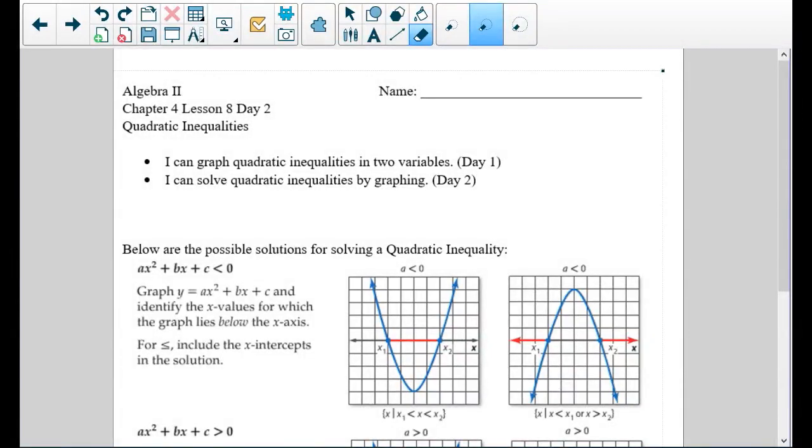All right, Chapter 4, Lesson 8. This is day 2. So we're looking at solving quadratic inequalities by graphing. A little bit, very much the same, a little different.